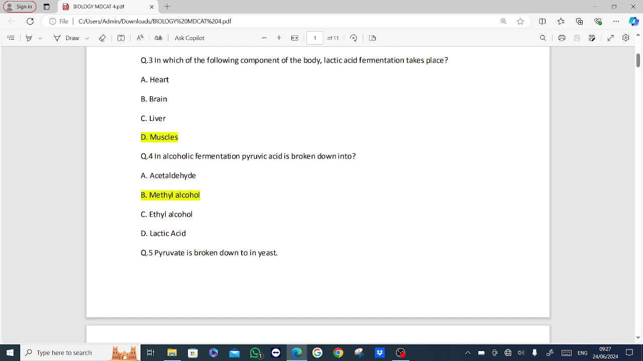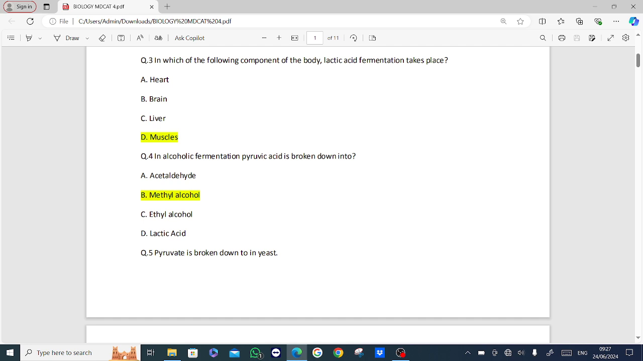Next MCQ is: in alcoholic fermentation, pyruvic acid is broken down into. Options are acetaldehyde, methyl alcohol, ethyl alcohol, lactic acid. Answer is option B, methyl alcohol.